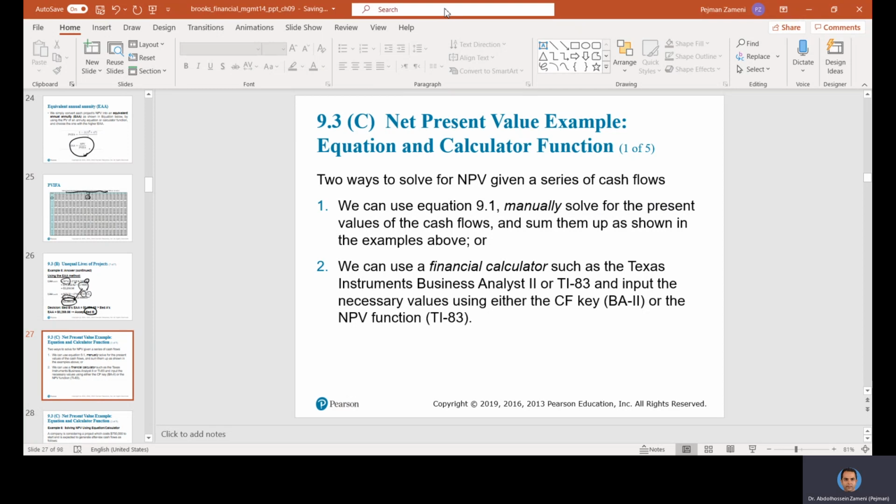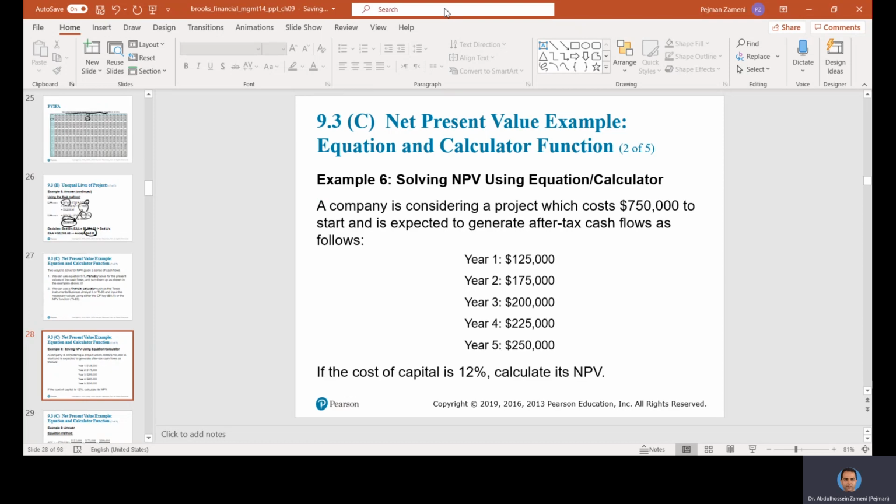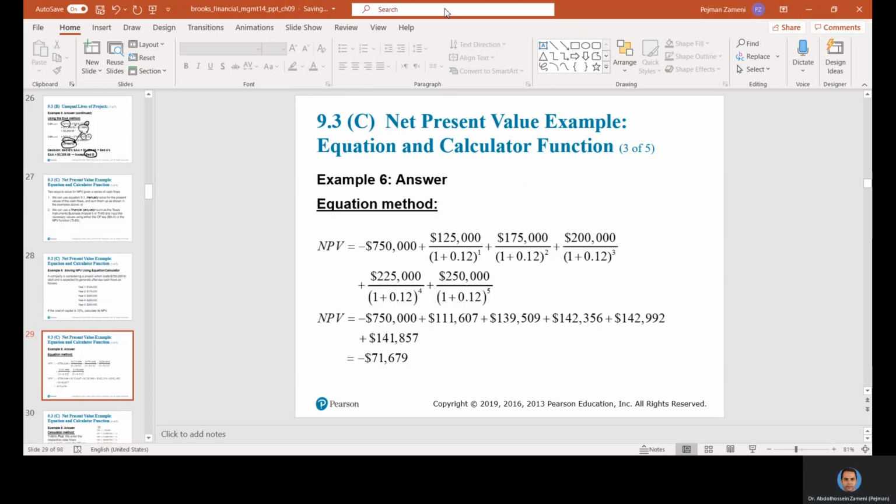This part is saying how you can use the calculator. If you have a financial calculator, then you can follow these steps in order to learn how to work with it.